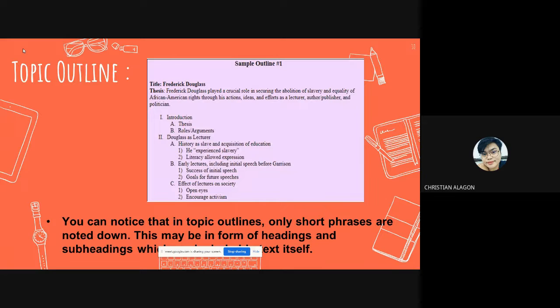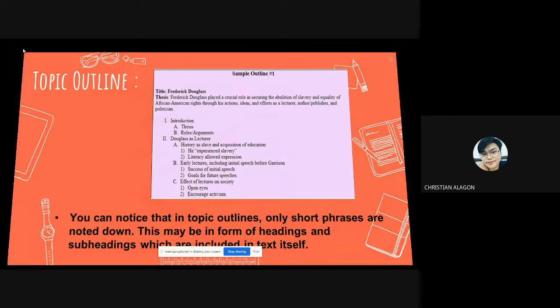So the thesis statement, Frederick Douglass played a crucial role in securing the abolition of slavery and equality of African American rights through his action, ideas, and effort as lecturer, author, publisher, and politician. So that is the topic outline. And I have here also an example of topic outline.